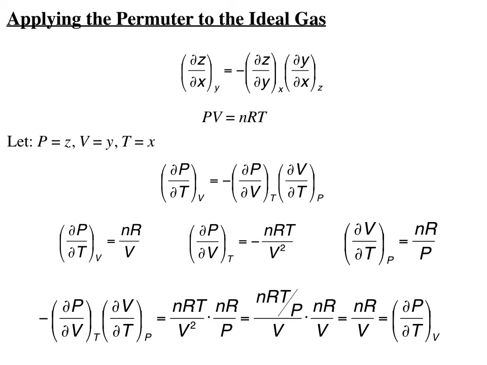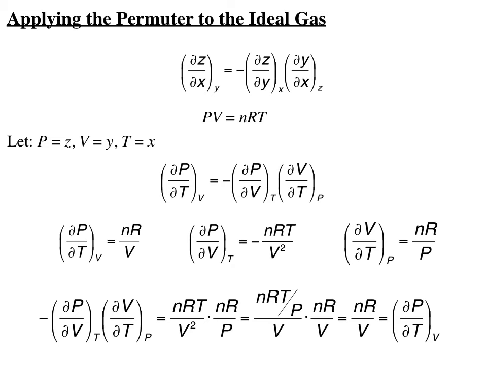Now I have this newly introduced relationship between partial derivatives of three functions that are related to one another. Let's see if we can apply it in a familiar case. Let's take PV equals nRT, of course, very familiar to us. And let's just set the pressure as being the variable Z, the volume as being the variable Y, and the temperature as being the variable X.